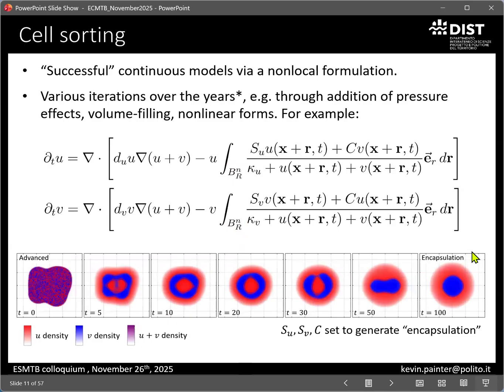And it proves to be actually very successful at describing this sort of encapsulation process, in that if you start with a randomized mixture of those two cell types, and set the parameters to generate an encapsulation type scenario, then you do indeed see that sorting process where those populations rearrange themselves, so that you eventually get the blue population encapsulated by the red population.